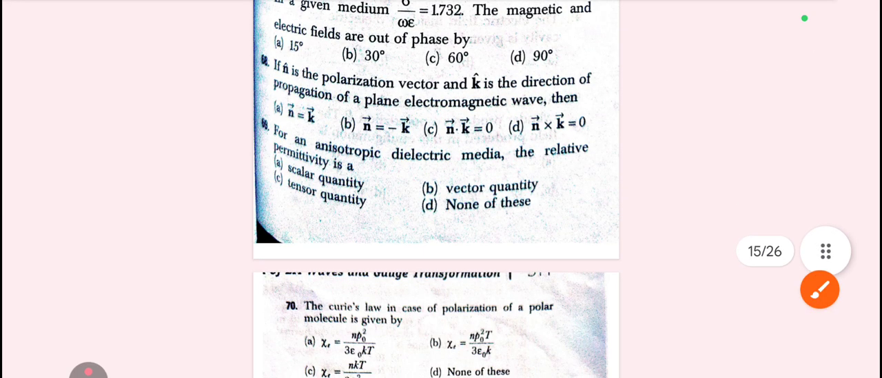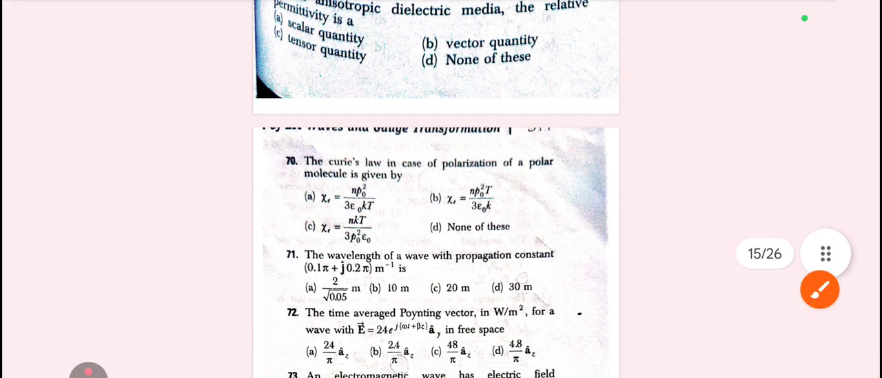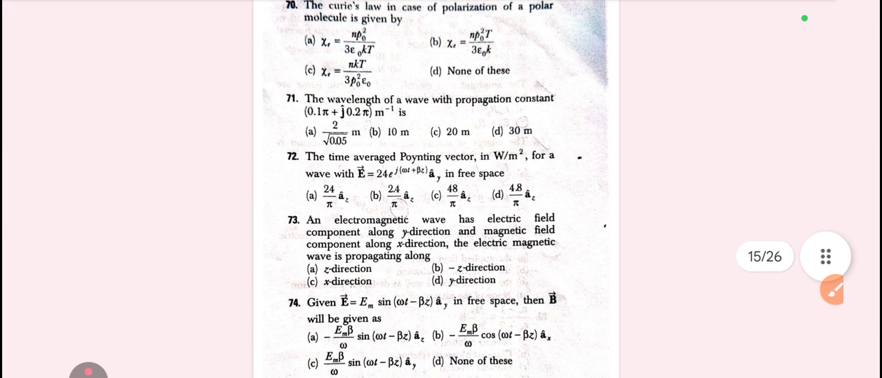For an anisotropic dielectric medium, the relative permittivity is a tensor quantity. The Curie law. See it by yourself. 71. The wavelength of a wave.